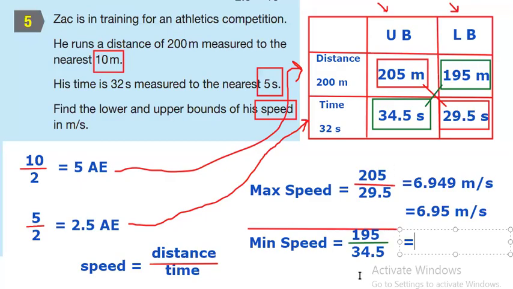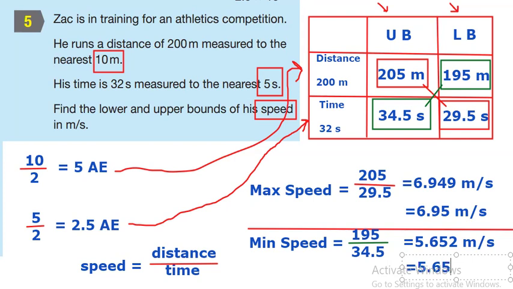Now, 195 divided by 34.5 will give you 5.652, same idea, meters per second. Now, when you round this to three significant figures, the answer will be 5.65 meters per second. And this is how you answer a question like this. Make sure that you got the right numbers. So, the lowest or the least or the minimum, which is the lower bound of speed, will be 5.65 meters per second. And the upper bound of speed or the maximum speed will be 6.95 meters per second.